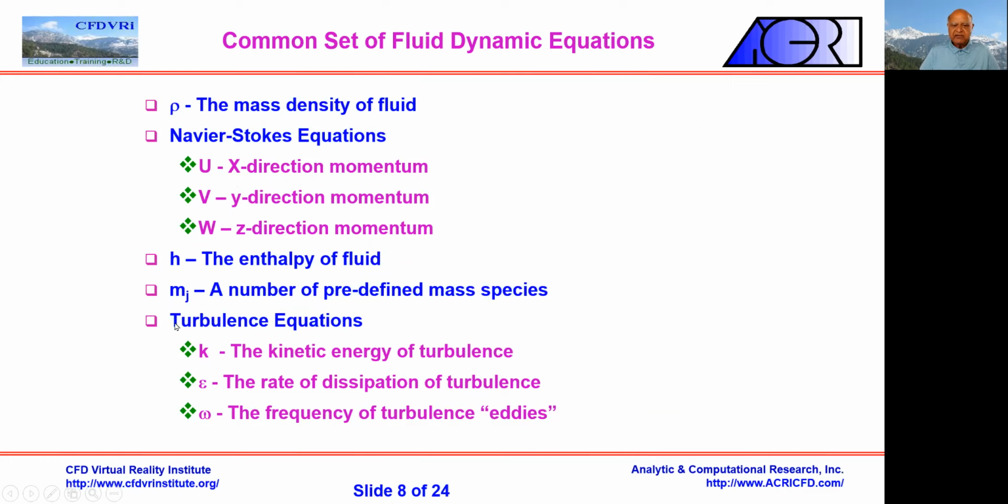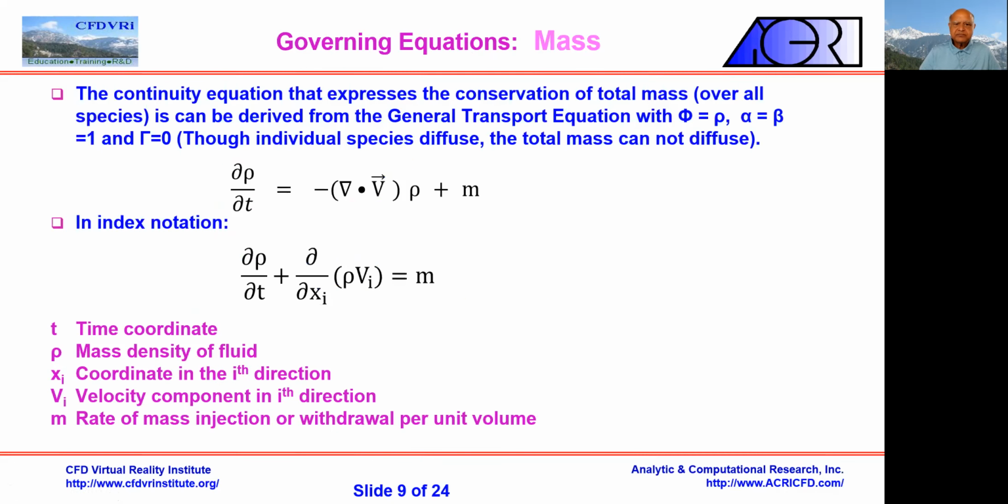In addition, many flows are turbulent, so we need some equations for turbulence or some model of turbulence. And typically we use either the K kinetic energy of turbulence with epsilon, which is the rate of dissipation, or the frequency, which defines the size of the eddies. There may be other equations in addition, but these are the most common equations in regular engineering practice, unless you're in a very esoteric area.